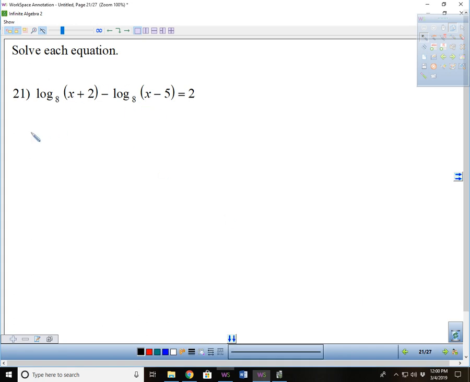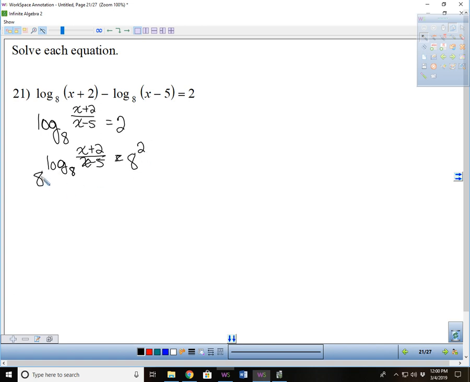All right, again, 2 logs that I am subtracting. So I'm going to keep the base, and I'll divide x plus 2, always the first one, over the second one. Then to get rid of the log base 8, I'm going to take 8 and raise it to the log base 8 of x plus 2 over x minus 5. So over here I have 8 squared.